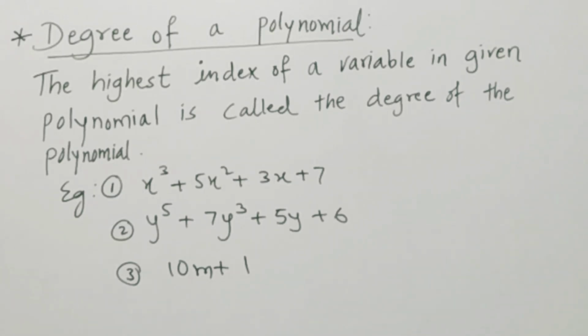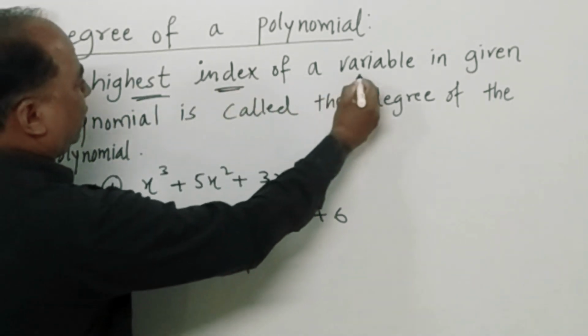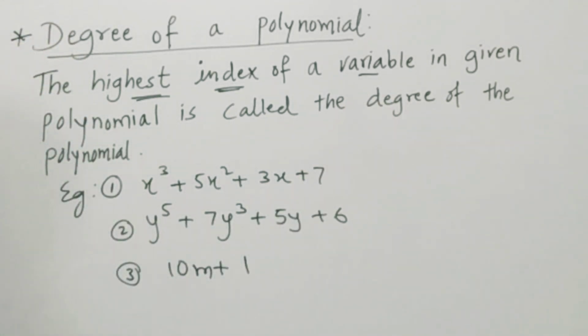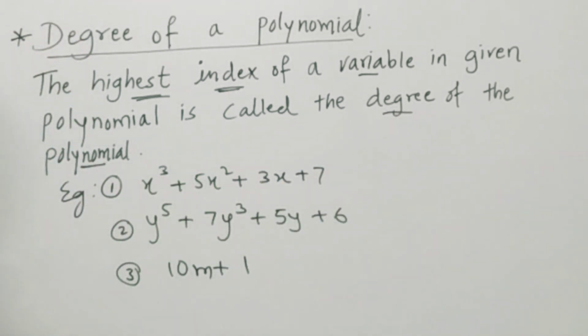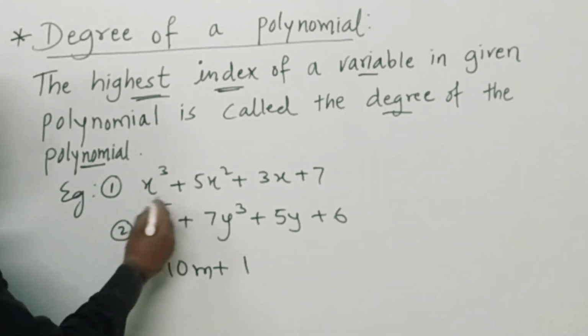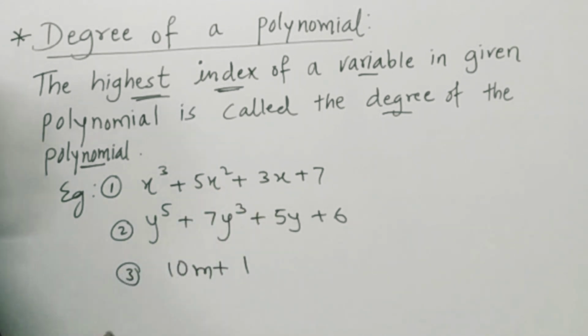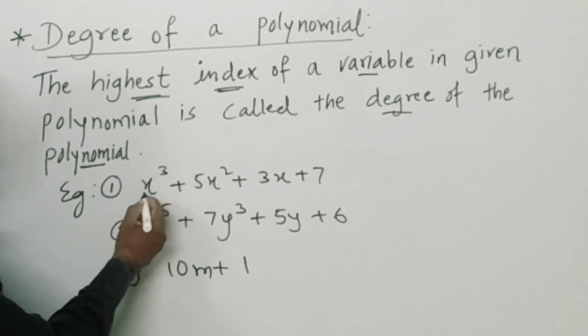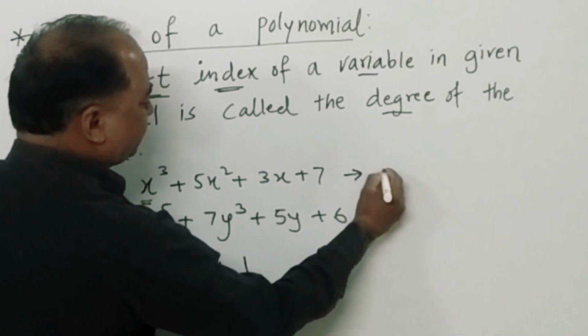Now what is degree of a polynomial? The highest index of the variable in the given polynomial is called degree of polynomial. Example, 3x cube plus 5x square plus 3x plus 7. Here the highest index of x is 3. So degree of this polynomial is equal to 3.